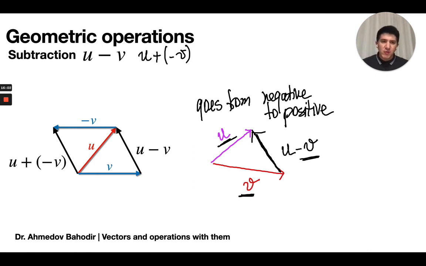This is one of the really important rules because later on we will see a couple of other theorems about the vectors, and all of them can be proven using the addition or subtraction of the vectors geometrically.